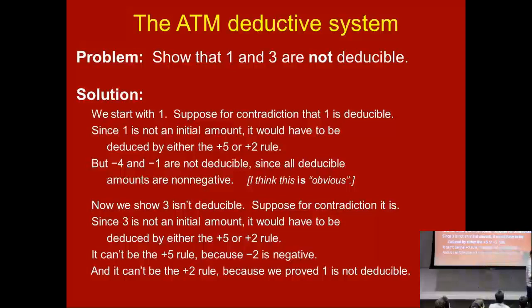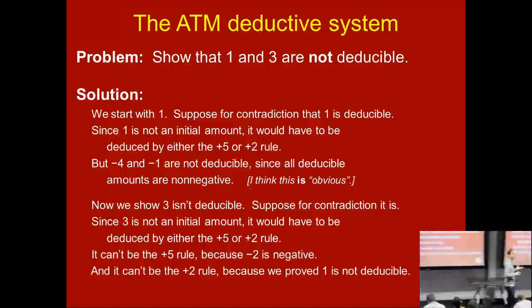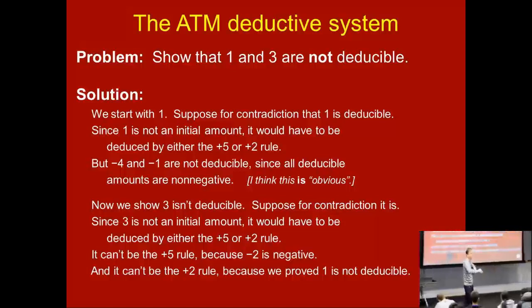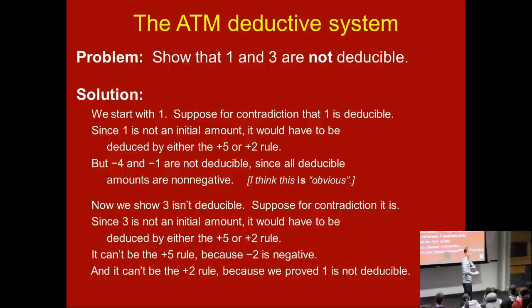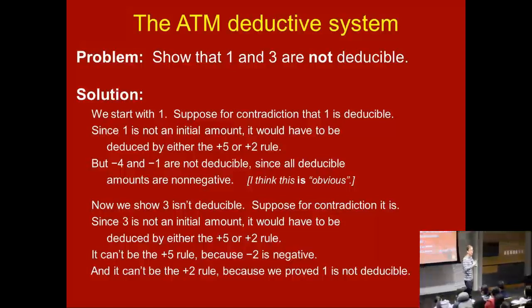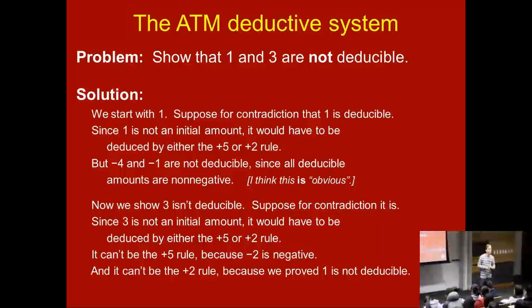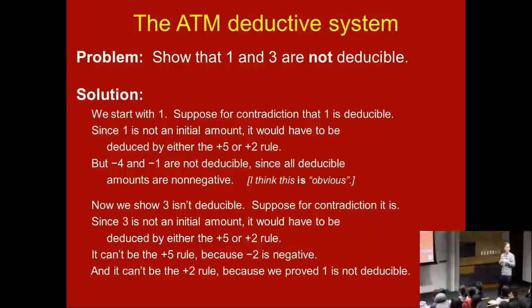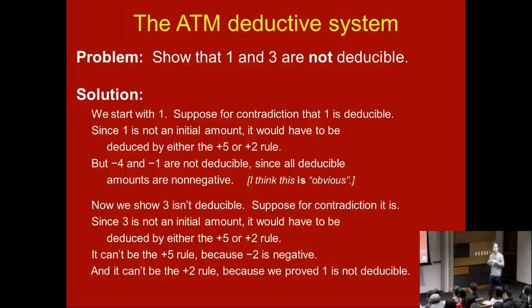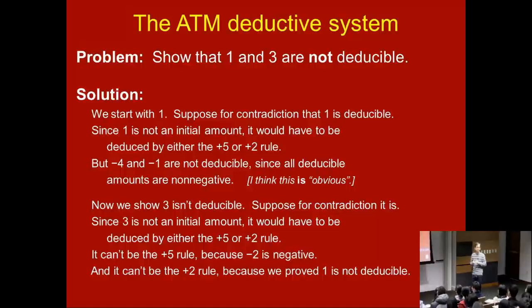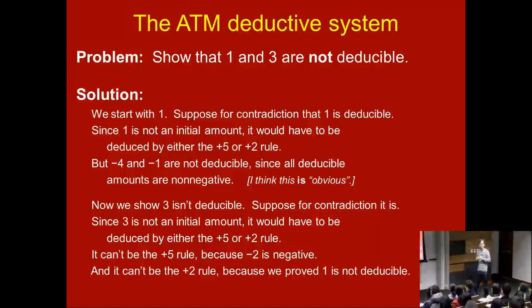To show that 3 is not deducible, again, it's not initial. So if you ended a deductive proof with 3, you would have either had to come from -2 by using +5. That's impossible. You can't get to -2. Or you would have had to come to 3 via the +2 rule from 1. But we showed that 1 is not deducible. OK, any questions?